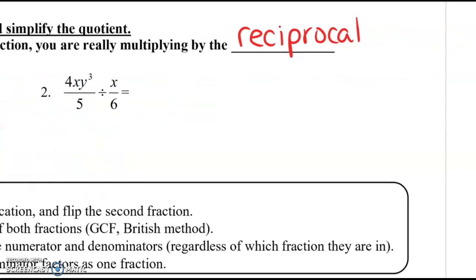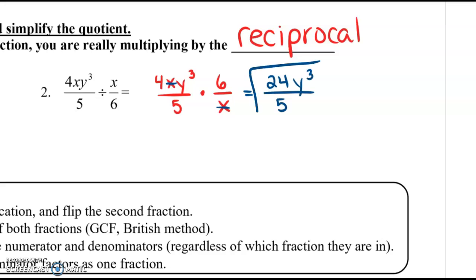All right, looking at the next one, keep the first fraction exactly how it is, change and flip the second fraction. Really nothing to cross simplify here, so I'm actually only going to have to cancel the x's. So I'm left with 24 over 5 for my numbers and a y to the third.